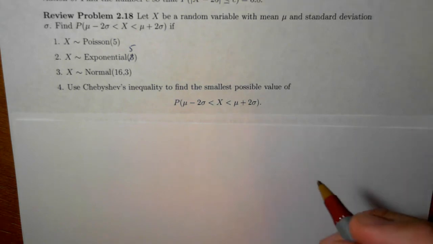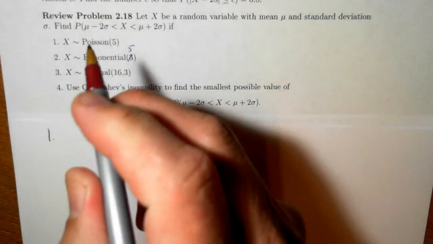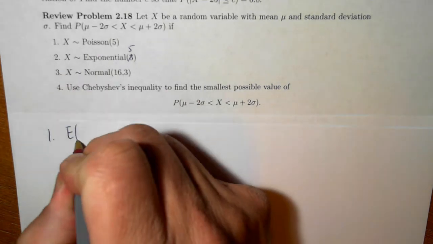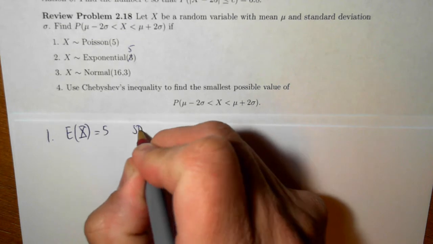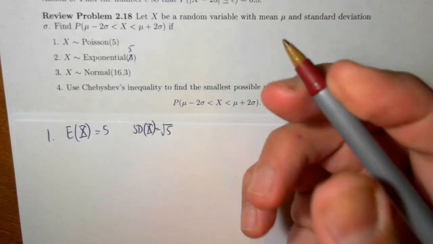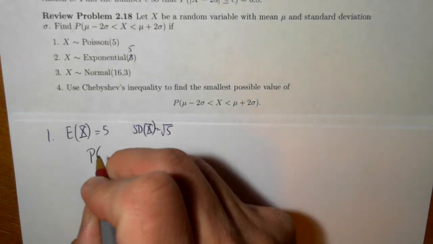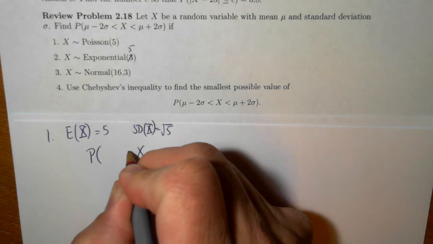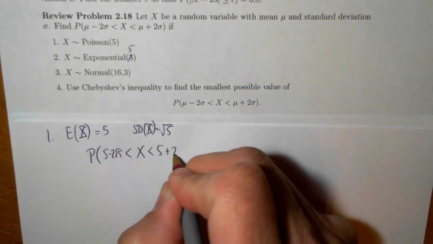So let's do this. First off, if x is Poisson with parameter 5, then from the formulas, we know that the expected value of x is equal to 5, and the standard deviation of x is equal to the square root of 5. So the probability in question here is going to be the probability that x is somewhere between 5 minus 2 square root of 5 and 5 plus 2 square root of 5.